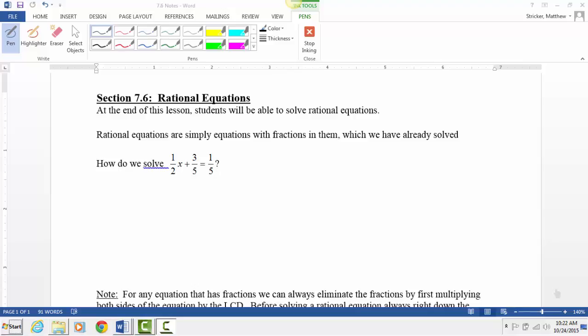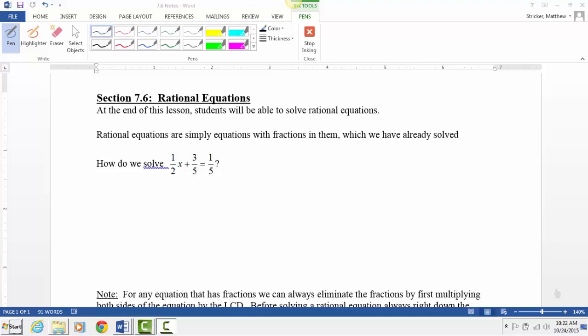Okay, we've been discussing Chapter 7, which we've been learning about rational expressions, how to simplify them, multiply, divide them. But in this section, 7.6, we are going to be talking about how to solve equations that have rational expressions in them. And basically what that means is it's equations with fractions. And we've already done this with simple equations.